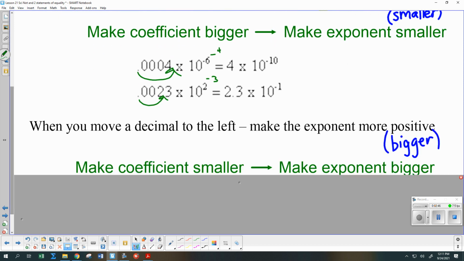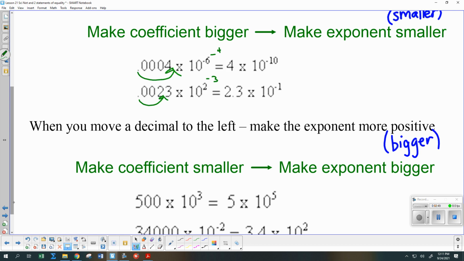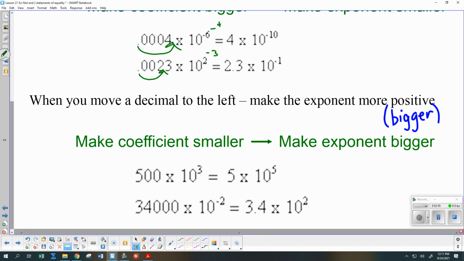If I go the other way, my number's too big and I need to make that first number smaller, then I have to make the exponent bigger to keep it all balanced. This one, I need to move the decimal to the left and make that 5, so it's now smaller than I started with. I moved it 2 places, so I make that exponent 2 bigger.